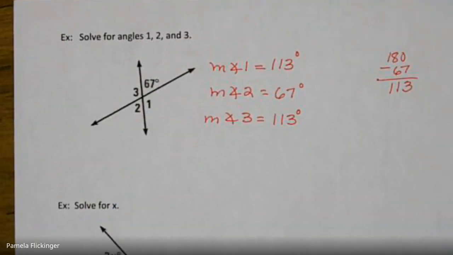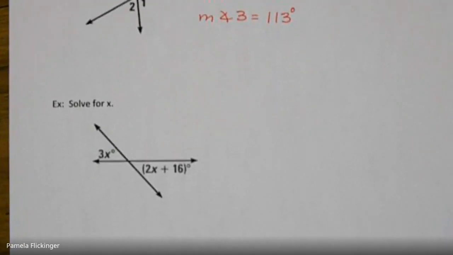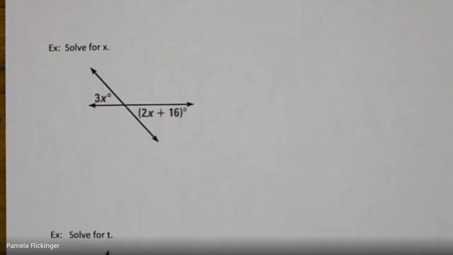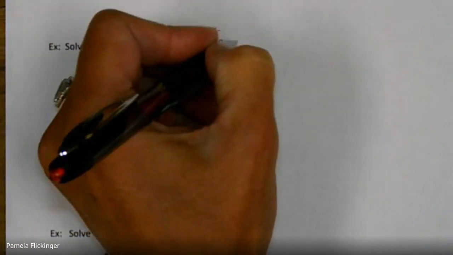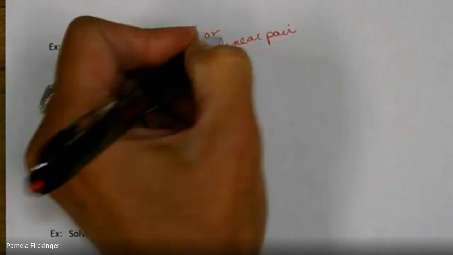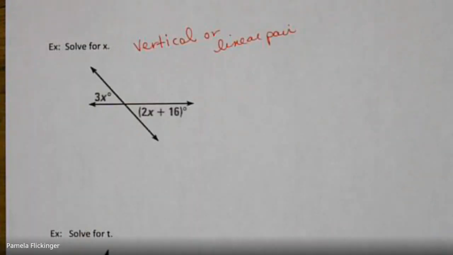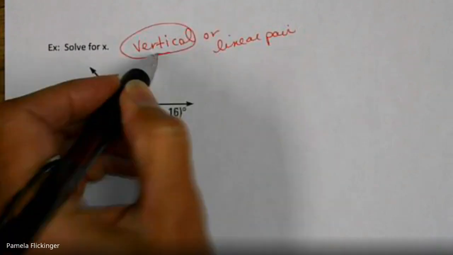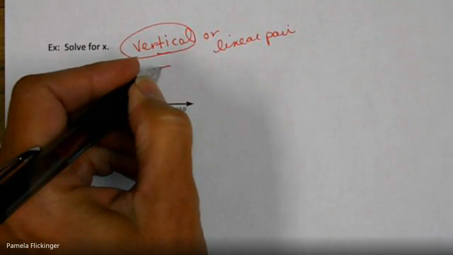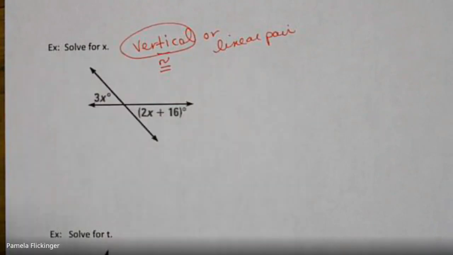Now the next two examples throw some algebra in there. First thing you want to do is identify the relationship. What I mean by that is you're going to ask yourself, are these vertical angles or are they a linear pair? Now, you don't need to write down those words, but that's what you should be thinking in your head. And this relationship, because they are opposite, these are vertical. Vertical angles mean that they are congruent. And of course, congruent means equal measure. So that's how you would set up your equation.